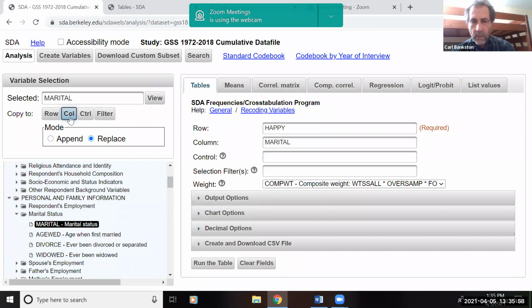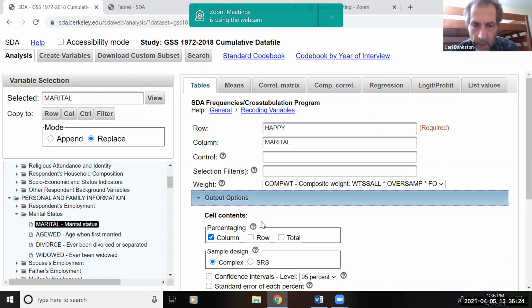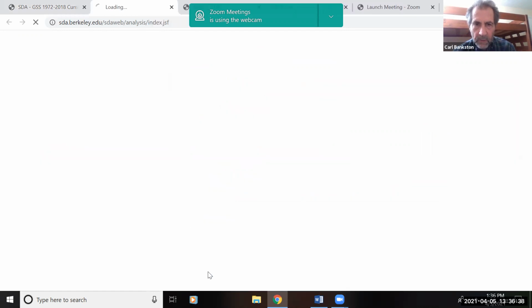The convention is that we normally think about the variable that we're considering as the predictor, or the thing that might influence the other variable, and we normally put it in the column. That's just a convention. You could also put it in the row. And by default, the GSS online gives us column statistics, which means that we'll be looking within the category of column, and we'll look at that in just a second here. Let's run that table.